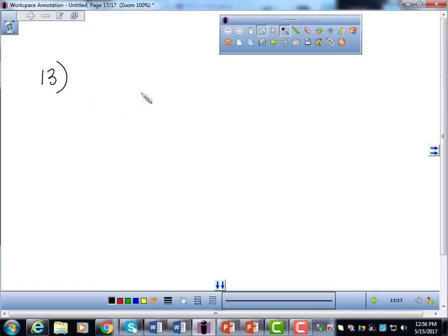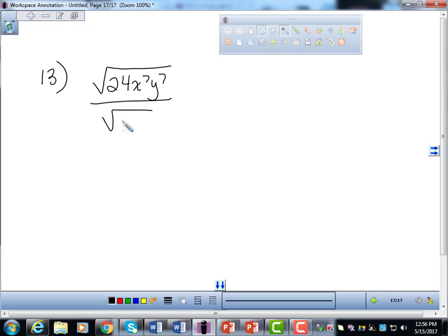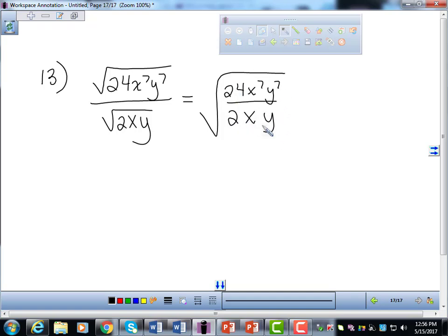On number 13, we have the square root of 24x to the 7th y to the 7th over the square root of 2xy. So what we can do is, remember when you have a radical over a radical, think of it as a radical over the whole fraction. So you've got 24x to the 7th y to the 7th over 2xy. You can reduce this before you take the square root.